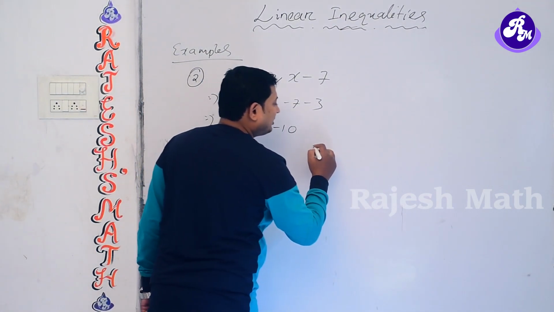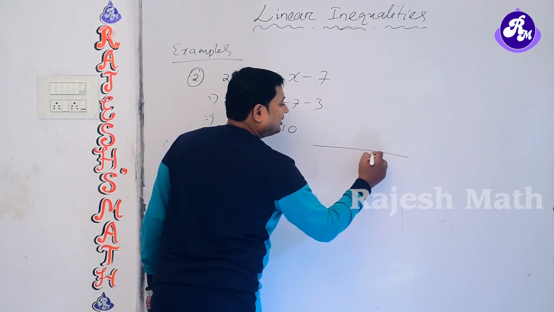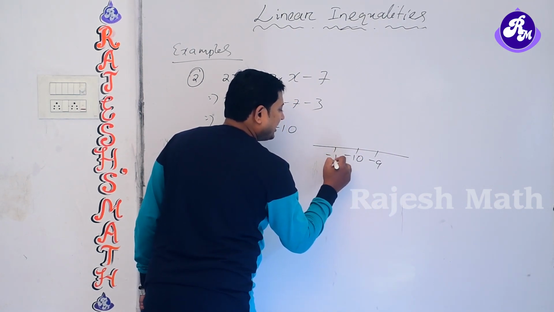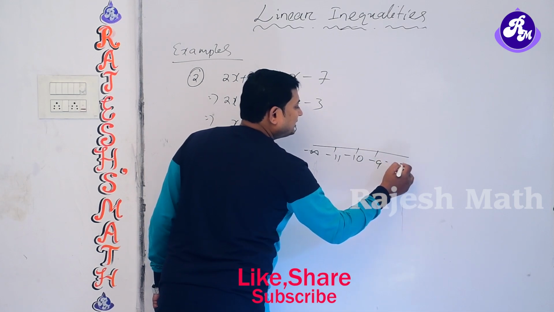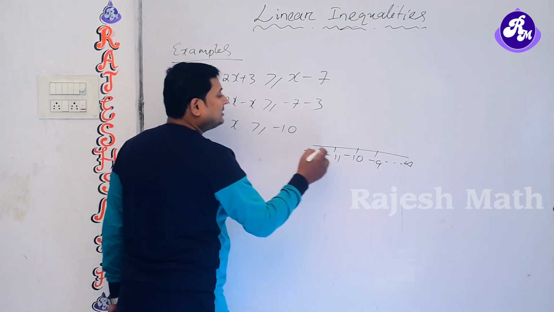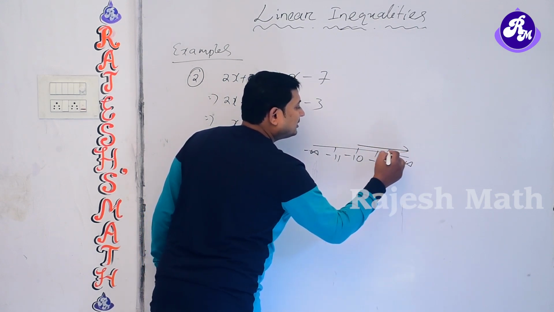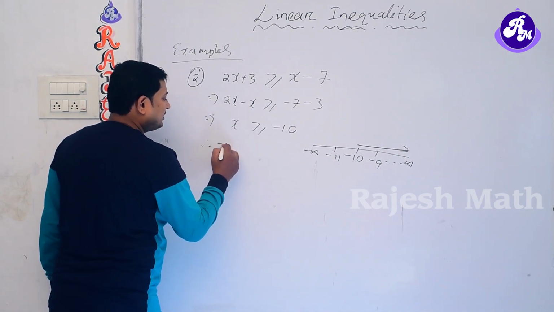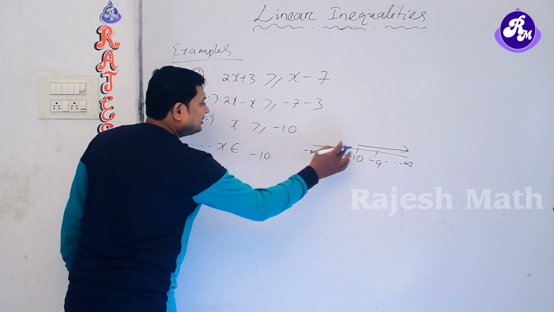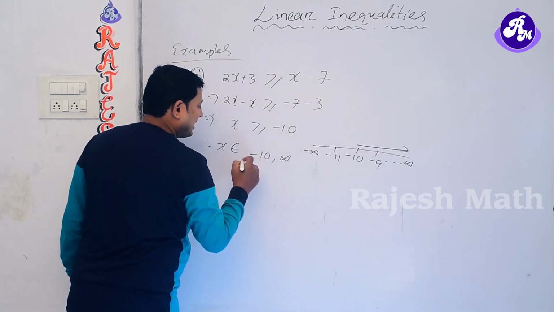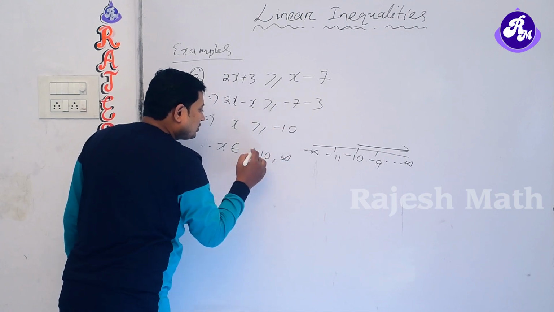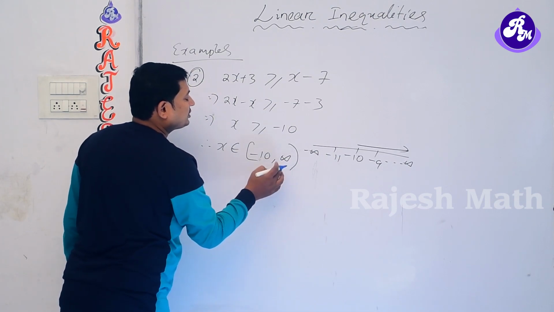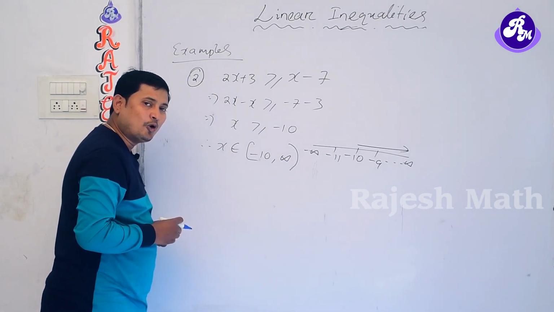So, draw the number line. Suppose this is minus 10, this is minus 9, this is minus 11, this will be minus infinity, and here plus infinity. X greater than or equal to minus 10 means all the numbers from minus 10 to infinity will be covered. So, what will be the solution? X belongs to minus 10 to infinity. Since x is greater than or equal to minus 10, minus 10 will be included. And always the infinity and minus infinity will be put under the open interval.